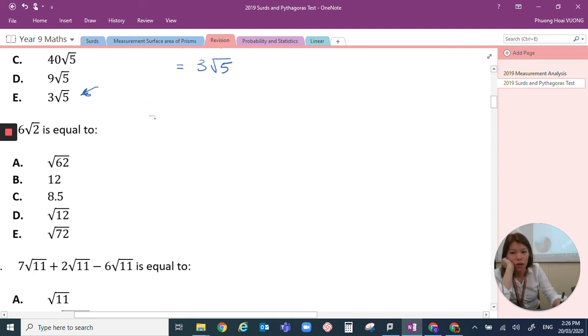6 square root of 2 is equal to, so 6 is equal to square root of 36 times square root of 2, which is square root of 72. So our answer is 72.